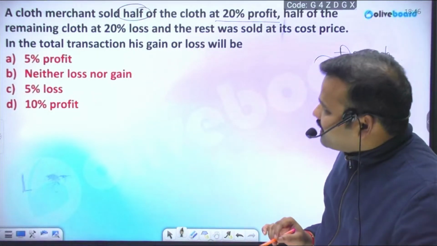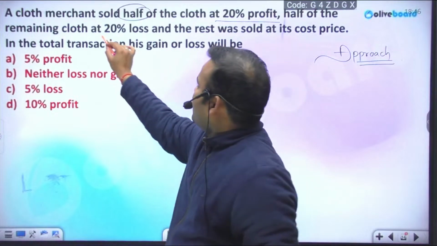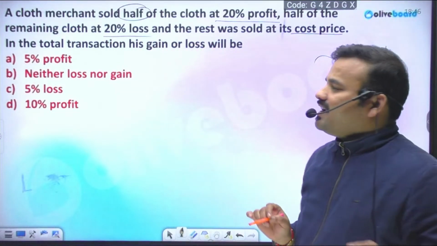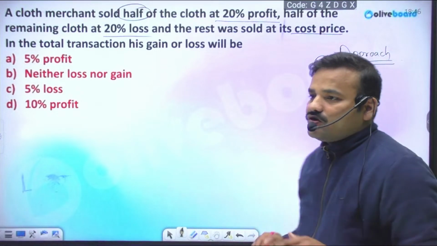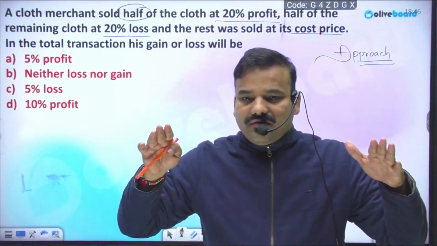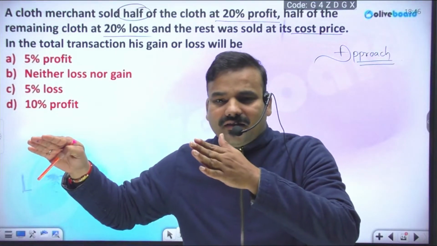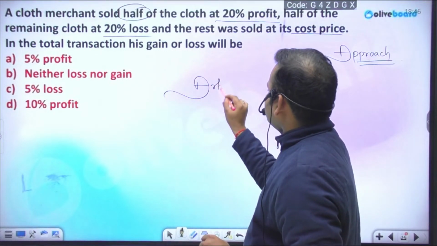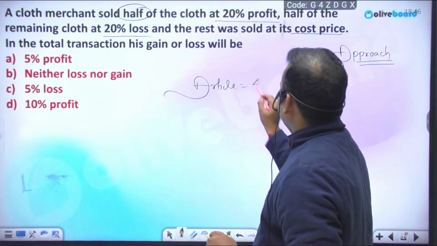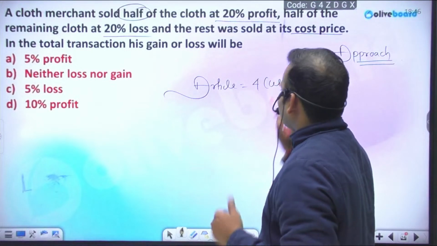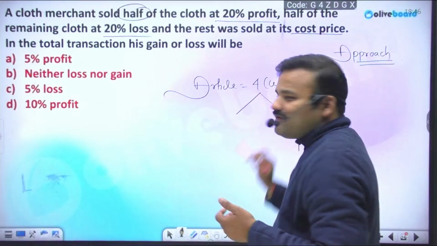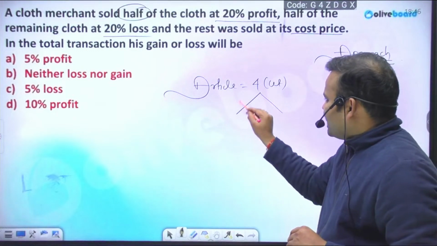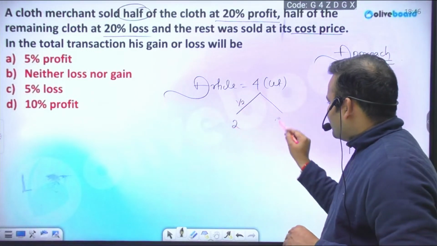So if a shopkeeper is selling an article at 20% profit, that means he is making an average profit of 20%. So what he is doing is selling half of the article at a profit of 20%, half of the remaining at 20% loss, and the rest of the article at cost price. What should be the gain or loss in the entire article? So we need to make it half, then half of the remaining. So I am considering the total article as 4. Why am I considering the total article 4? Because I will be able to do half and half of half. So half of the article means 2 articles, and 2 articles are remaining.